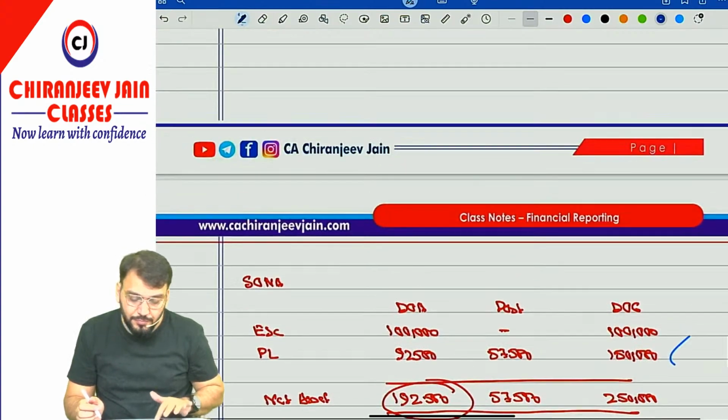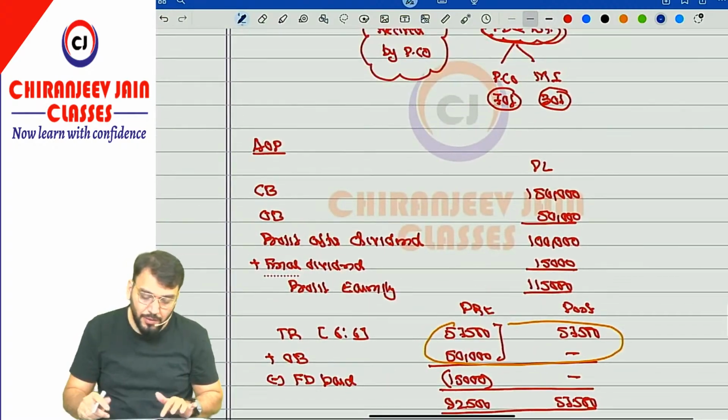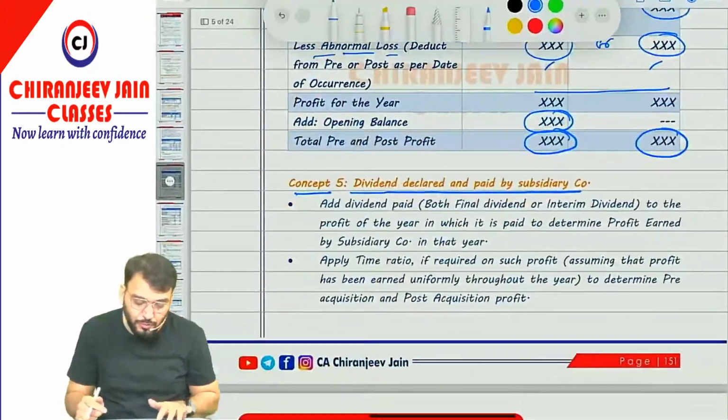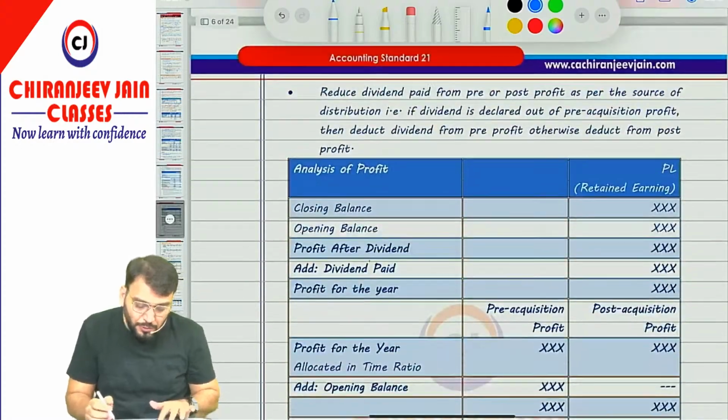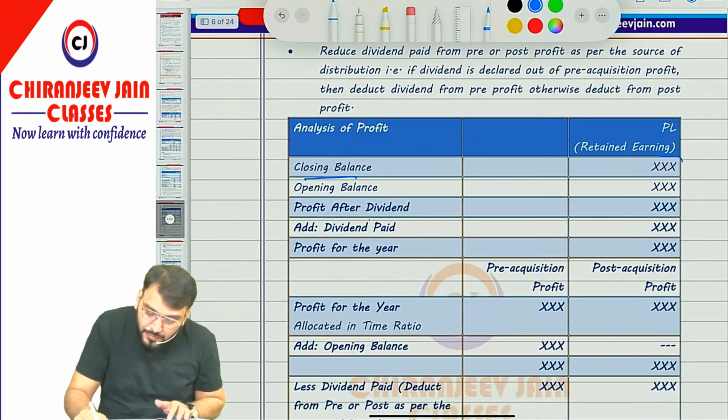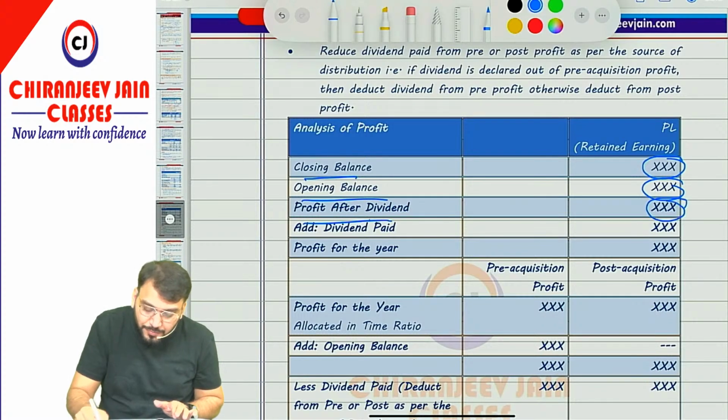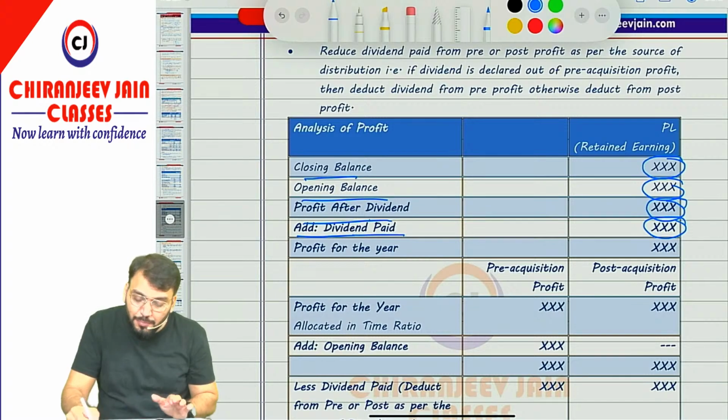Simple? Yes, sir. Okay. So this you have understood. So what they have given? If you see the format, closing balance, write down. Opening balance, write down. This becomes profit after dividend. In this add dividend paid. Add dividend paid. So this becomes profit for the year.